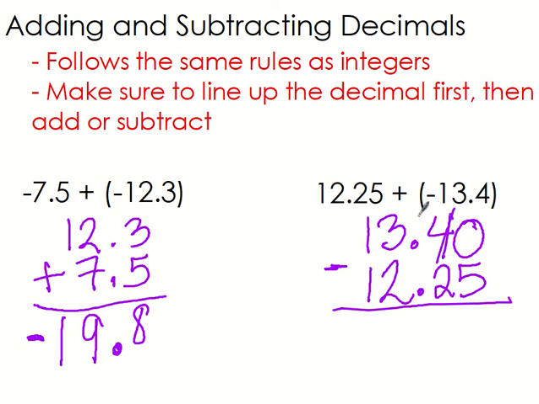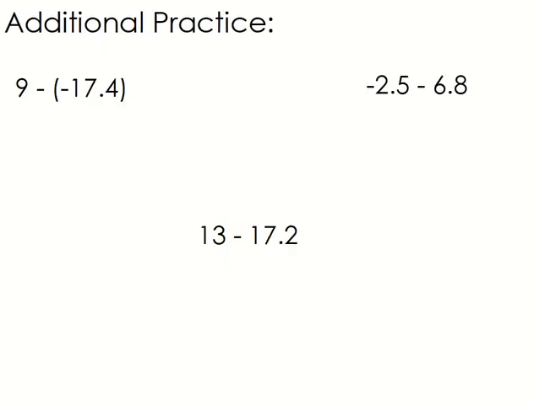Don't forget to borrow. This is where people make their biggest mistakes because they forget to add that 0 and they forget to borrow. So we get 5, 1, 1, 0, decimal. Greater absolute value was 13 and 4/10, so it is -1 and 15/100. Okay, so this is where I'd like you to pause, practice these three, do them on your own, and then push play when you're done.